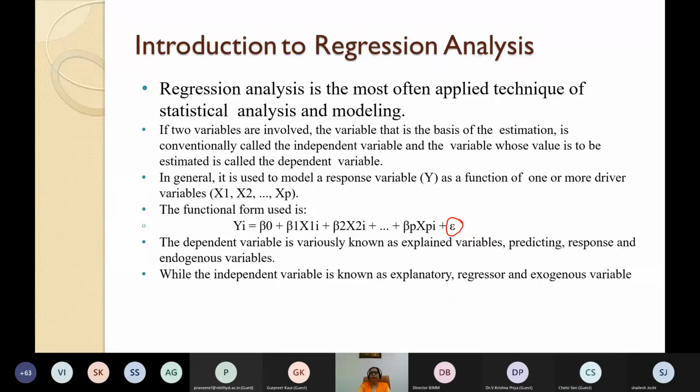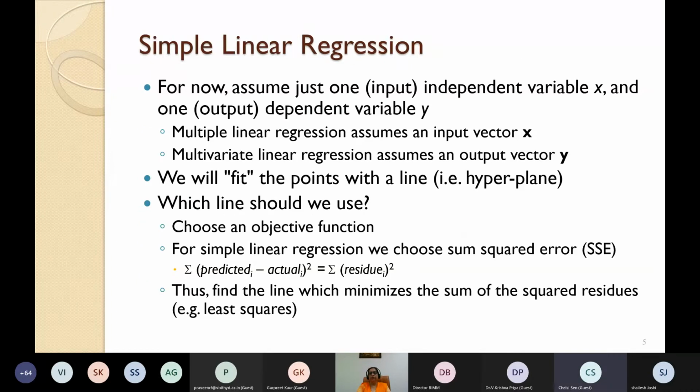The dependent variable, in different books and different articles, you will find explained as the explained variable, predicting variable, response variable, endogenous variable, and the independent variable might be known as an explanatory variable, regressor, or the exogenous variable.